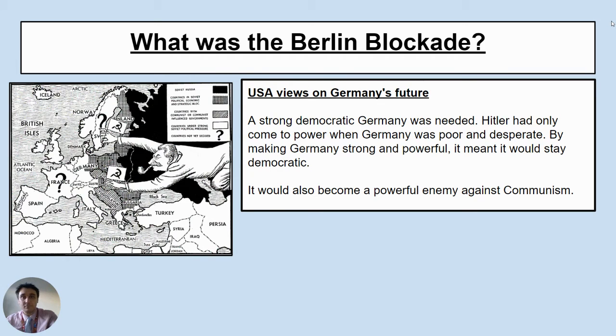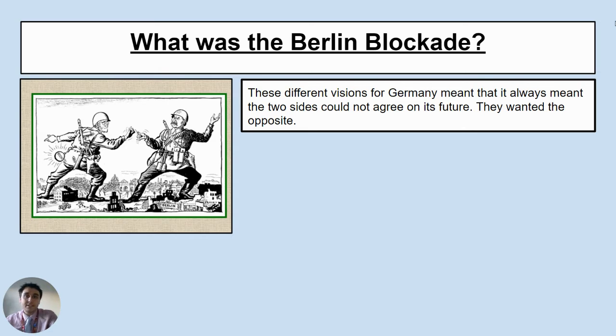But also, the USA realised that Germany being strong and capitalist would be a powerful enemy against communism. And of course, at this point, Stalin was spreading communism throughout Eastern Europe, as we've seen. Now, these different views of Germany meant the 2 sides could never agree on its future, because they simply wanted the opposite. They worked together to defeat Hitler, but now that the common enemy is gone, we've seen the relationship deteriorate quickly.